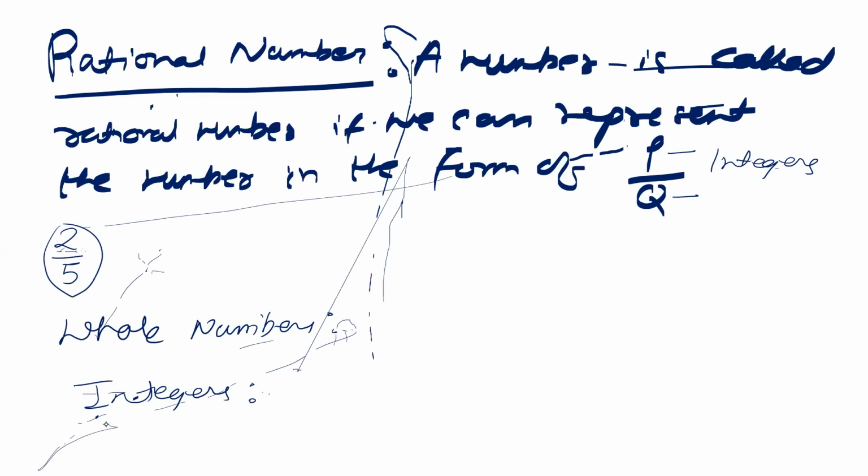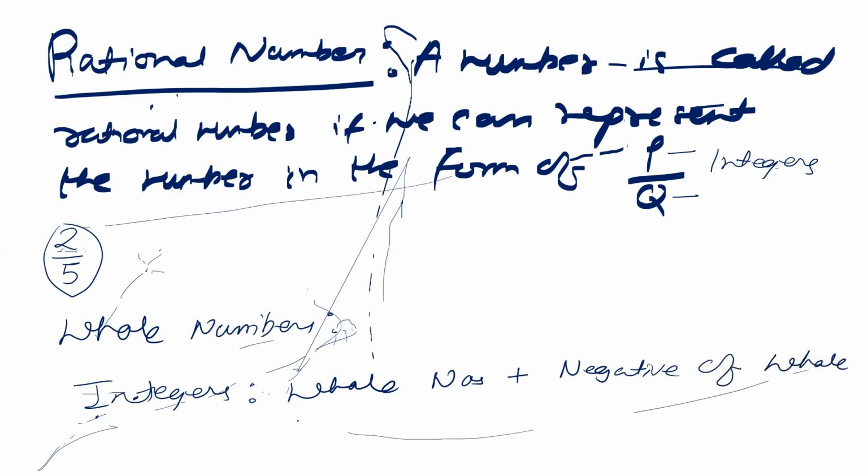Integers are what? They are collections of whole numbers plus negatives of whole numbers. All right. Okay. So you see, we have got integers.